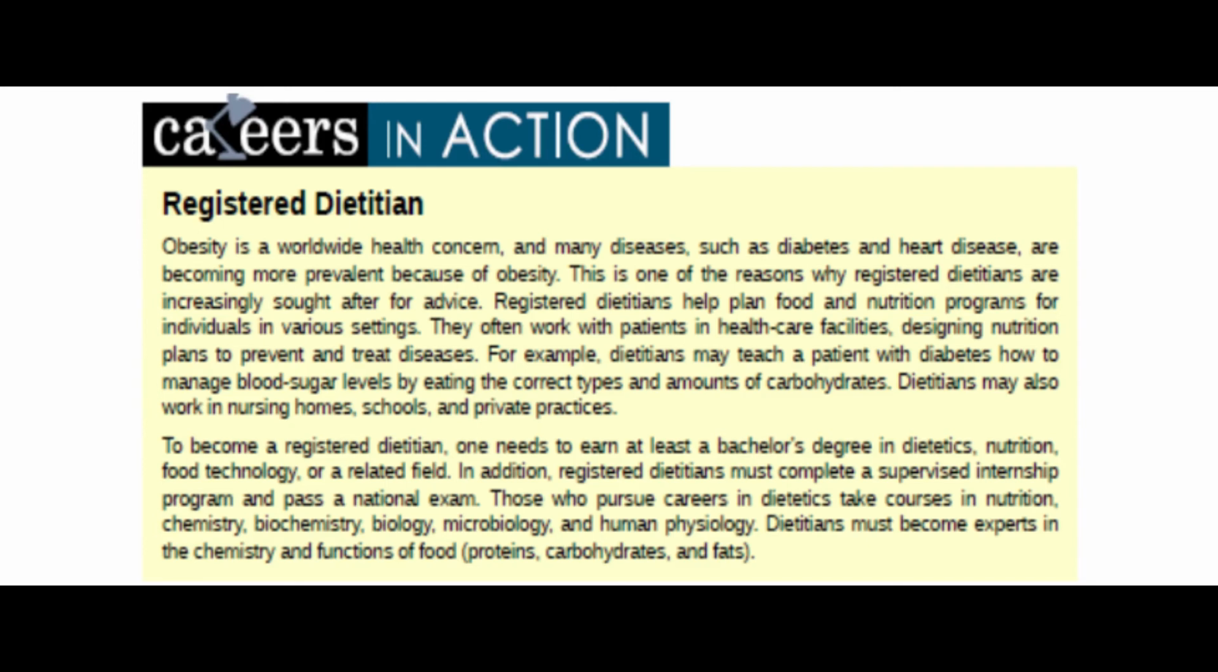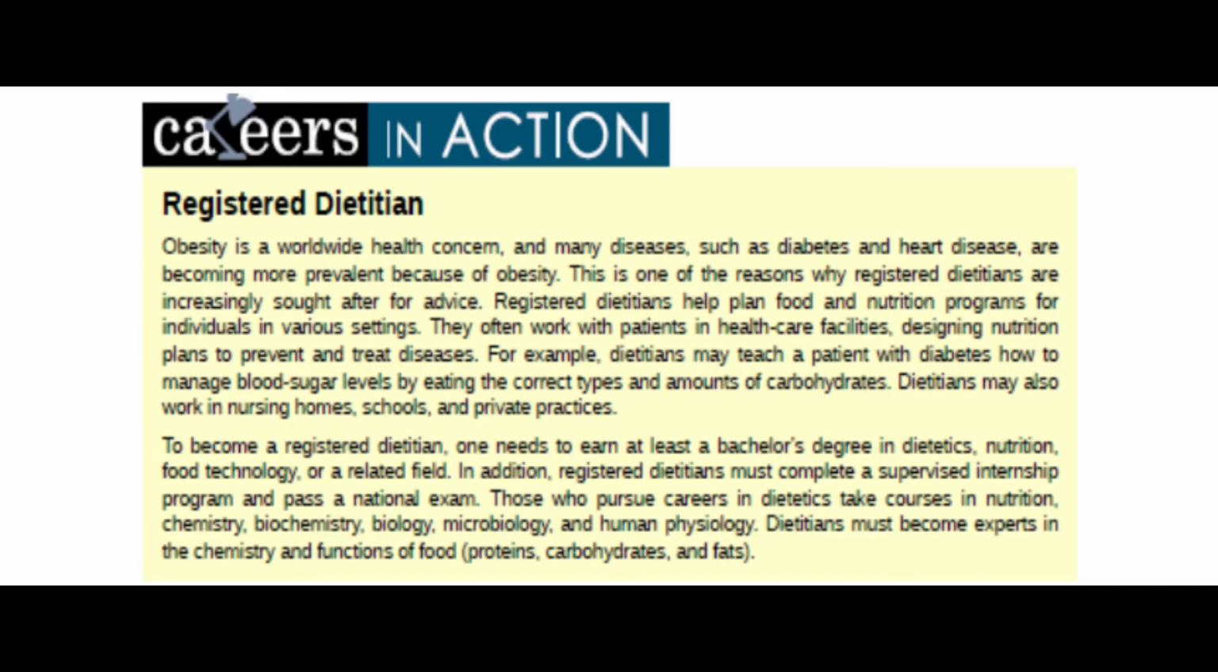Registered dietitians can plan food and nutrition programs for individuals in various settings. They often work with patients in healthcare facilities, designing nutrition plans to prevent and treat diseases. For example, dietitians can teach a patient with diabetes how to manage blood sugar levels by eating the correct types and amounts of carbohydrates. Dietitians may also work in nursing homes, schools, and private practices.